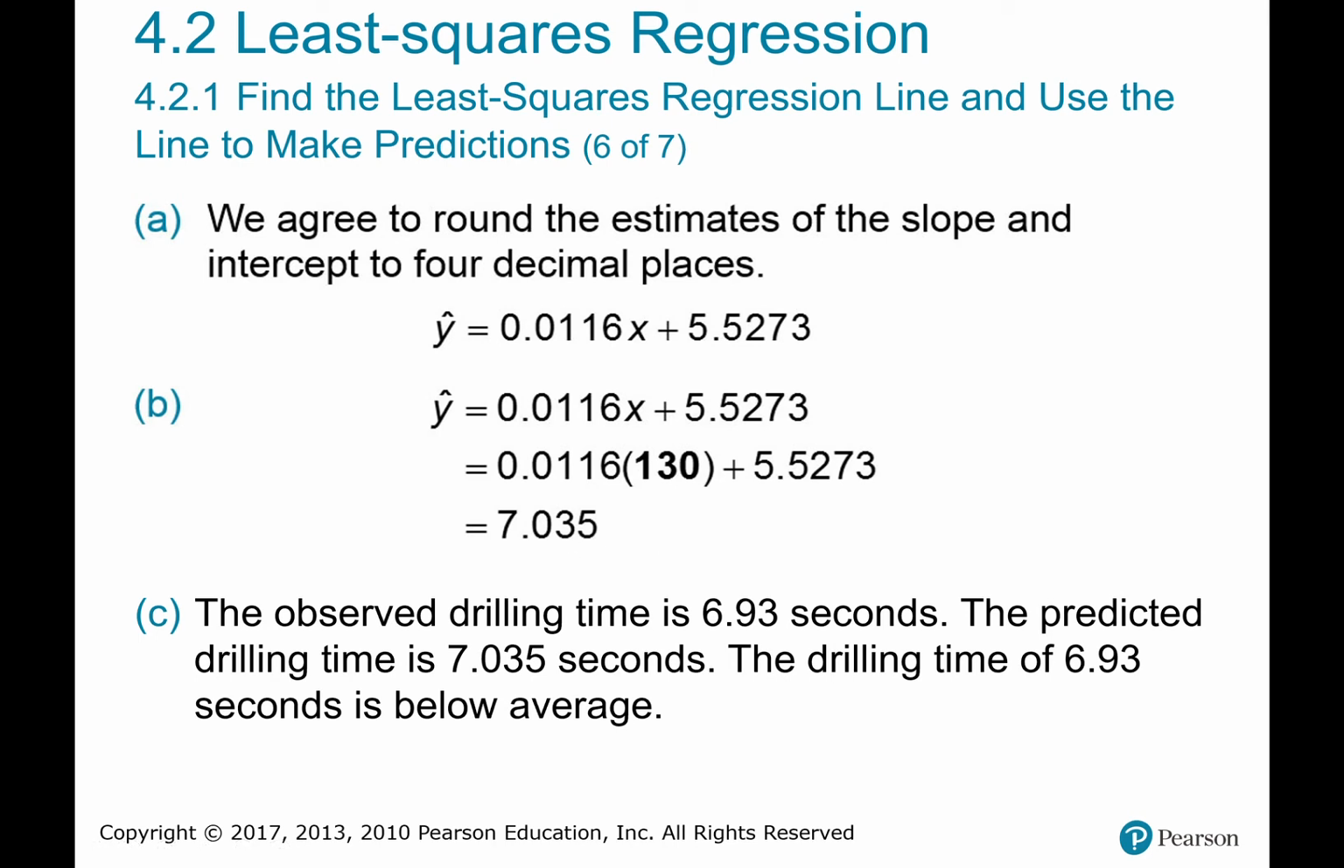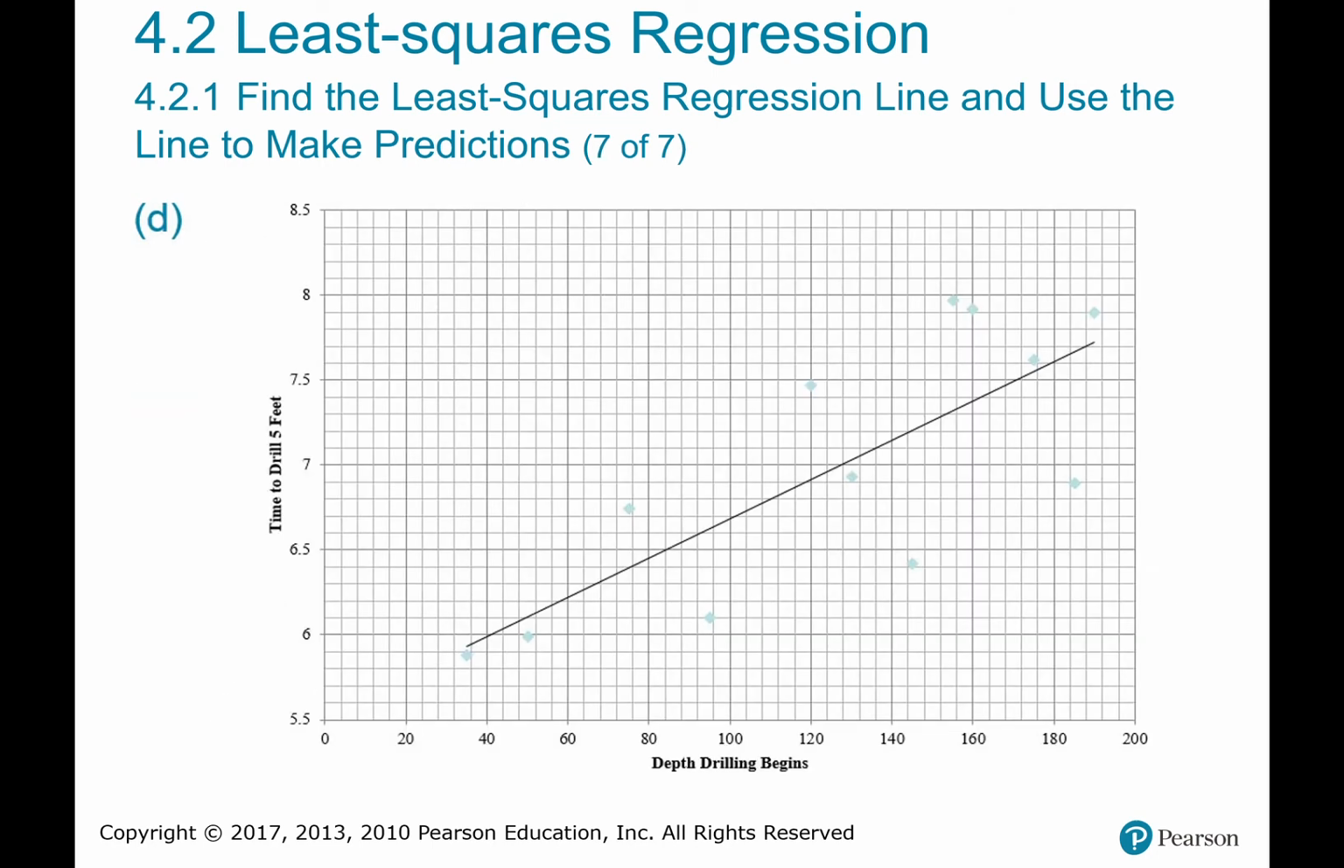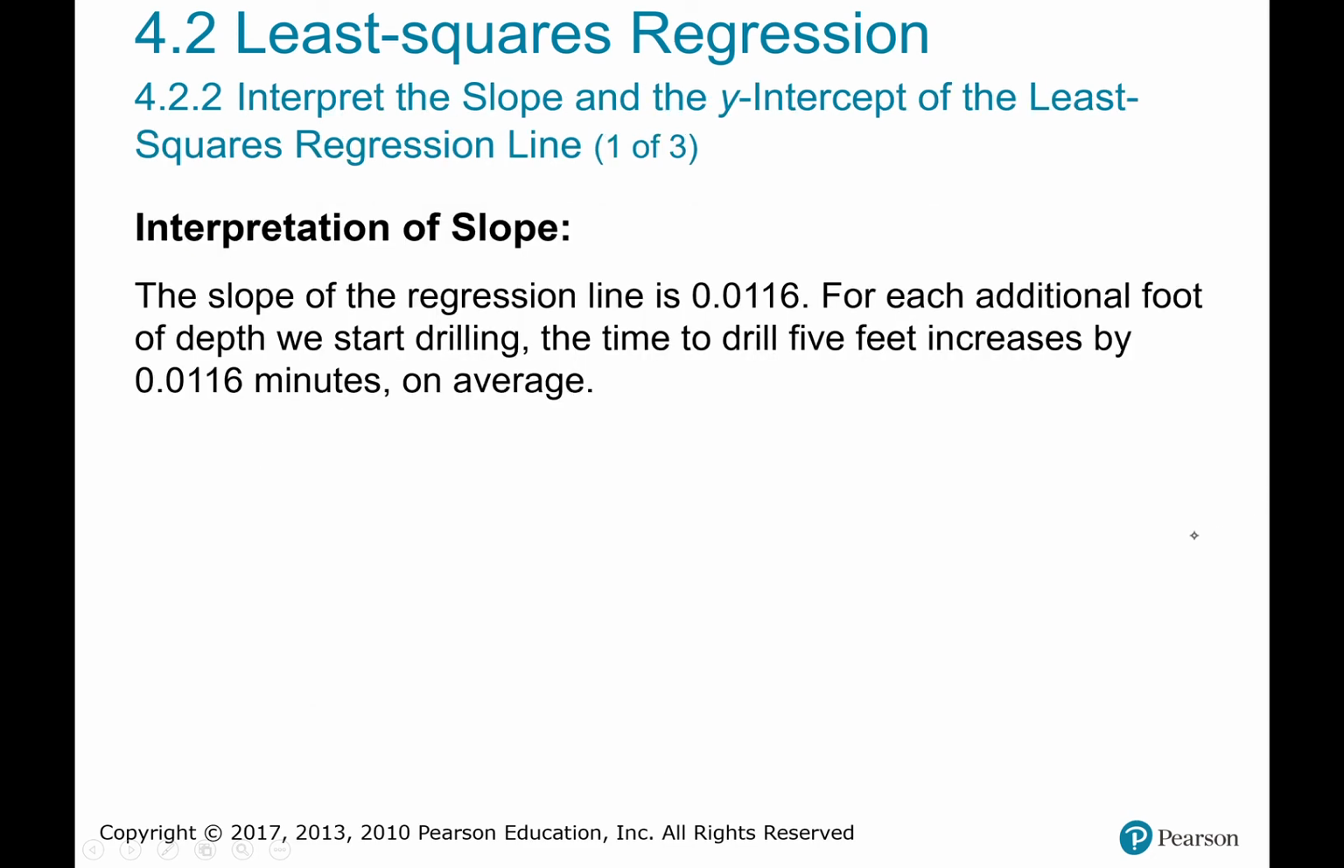The observed drilling time is 6.93 seconds. The predicted value is 7.035. So the drilling time is below average. It went a little bit quicker. That would be this point here. And then the interpretation of the slope. The slope of the regression line is 0.0116. For each additional foot in the depth that we start drilling, the time to drill 5 feet increases by 0.0116 minutes on average.